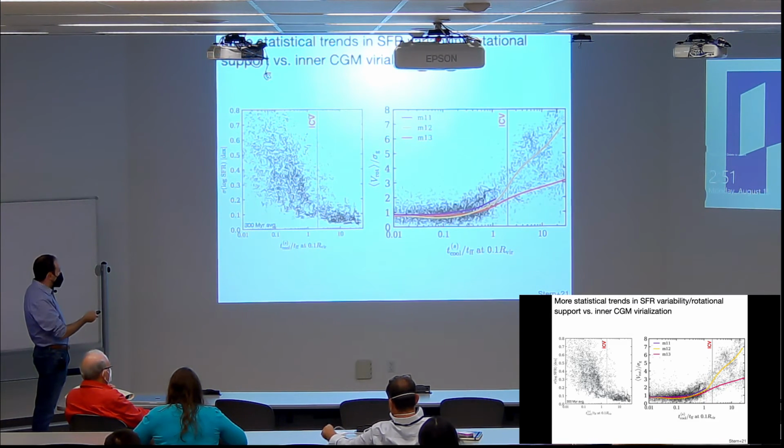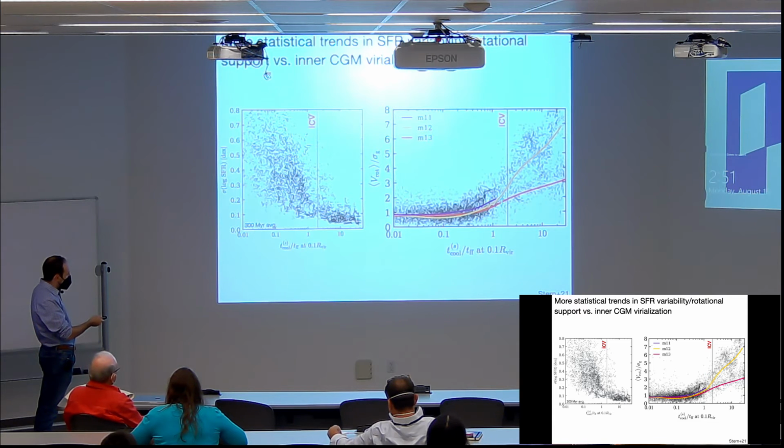And on the right-hand side, we have a measure of rotational support. So this is V over sigma for the gas. Again, at early times, statistically, these values are small, about unity, maybe 1, 2, or 3. And then these start increasing fairly quickly at virialization of the inner CGM. So this is evidence that the emergence of high values of V over sigma correlates in time with virialization of the inner CGM.